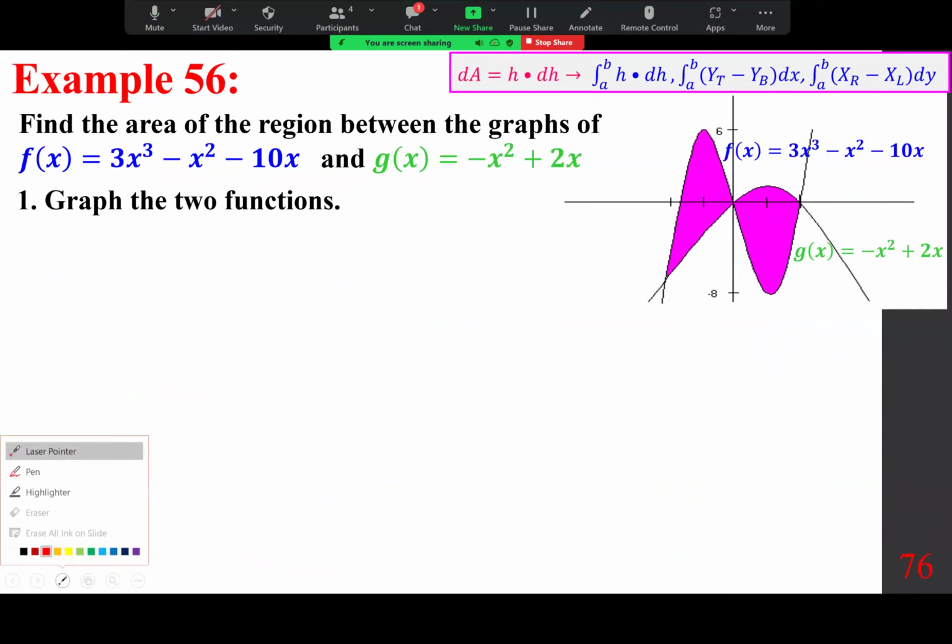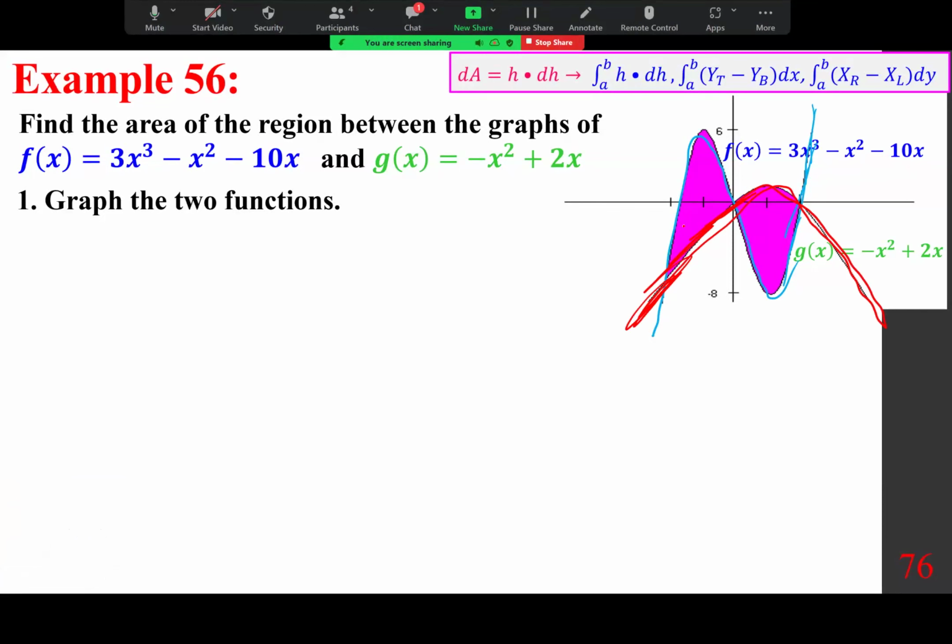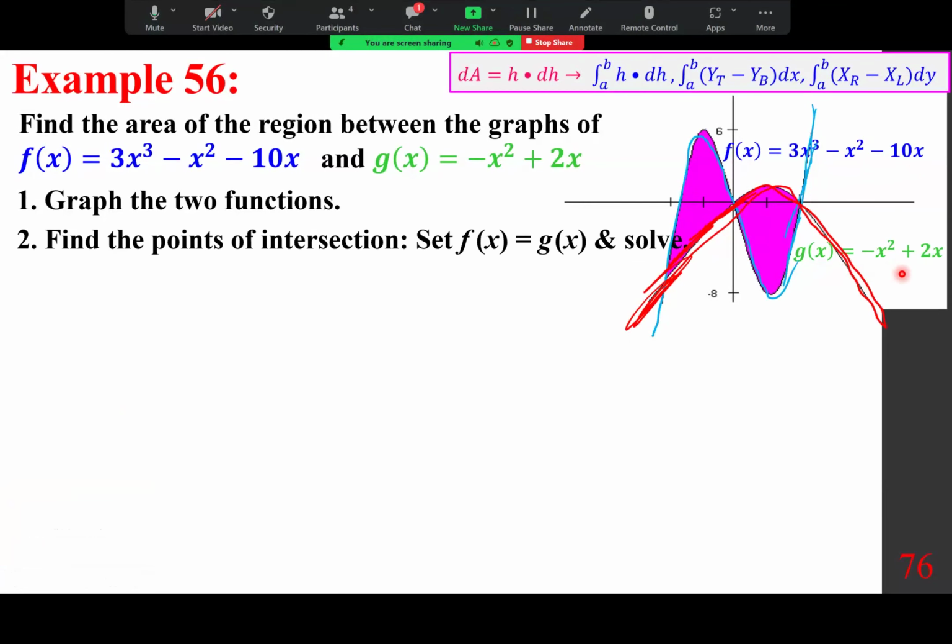So this is f of x equals 3x cubed minus x squared minus 10x. And this function, this is the parabola, minus x squared plus 2x. So you want to find points of intersection by setting them equal.